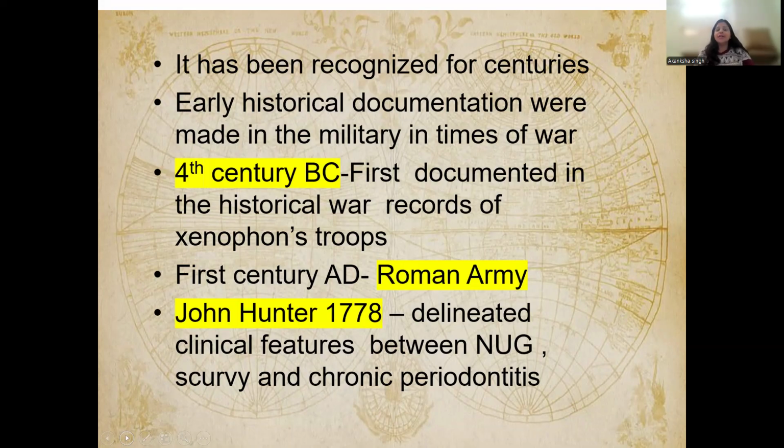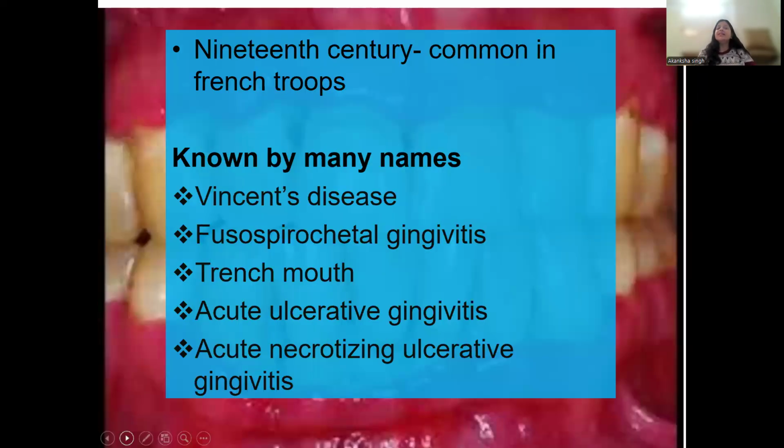It all started from the earliest historical documentation at the times of war. In the 4th century, the first documentation was in the records of Xenophon's troops. During that time in the war, this type of gingival disease was noticed for the first time. Then in the Roman army, 1st century AD, it was again noted. In 1778, there were many clinical features very similar to necrotizing ulcerative gingivitis, scurvy, and chronic periodontitis.